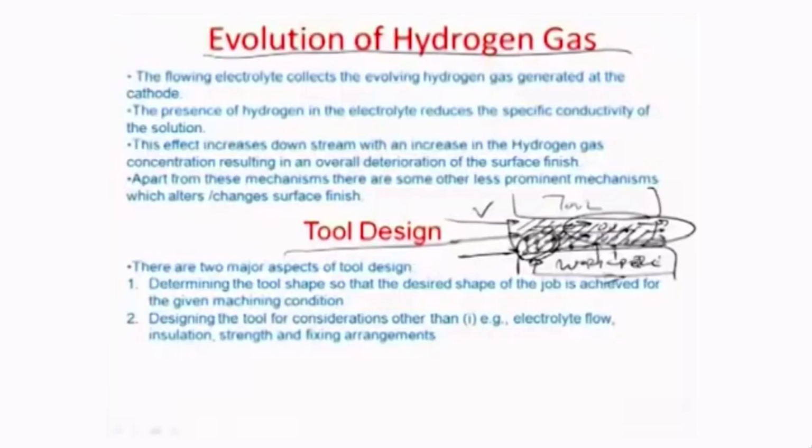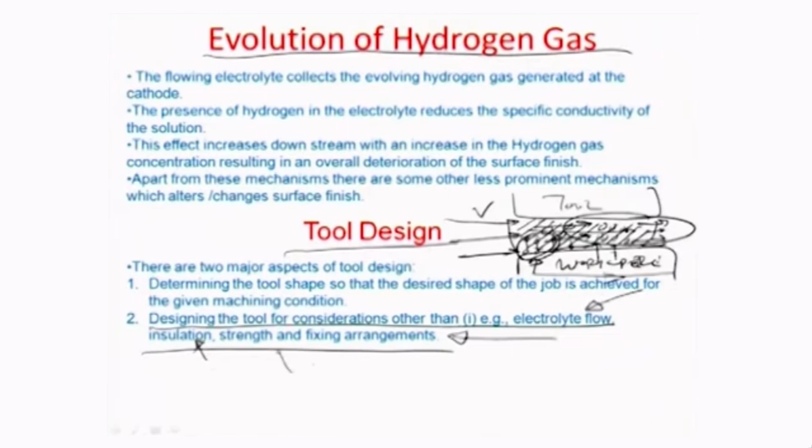And the other reason is that the electrolyte flow that the tool would have would really be creating a lot of effects on the overall material removal rate. So, therefore, the way that the electrolyte is flown, the way that the sides of the tool are insulated, the strengths and fixing arrangements of the insulations onto the tool, they would be of great concern when we want to develop a good ECM process.